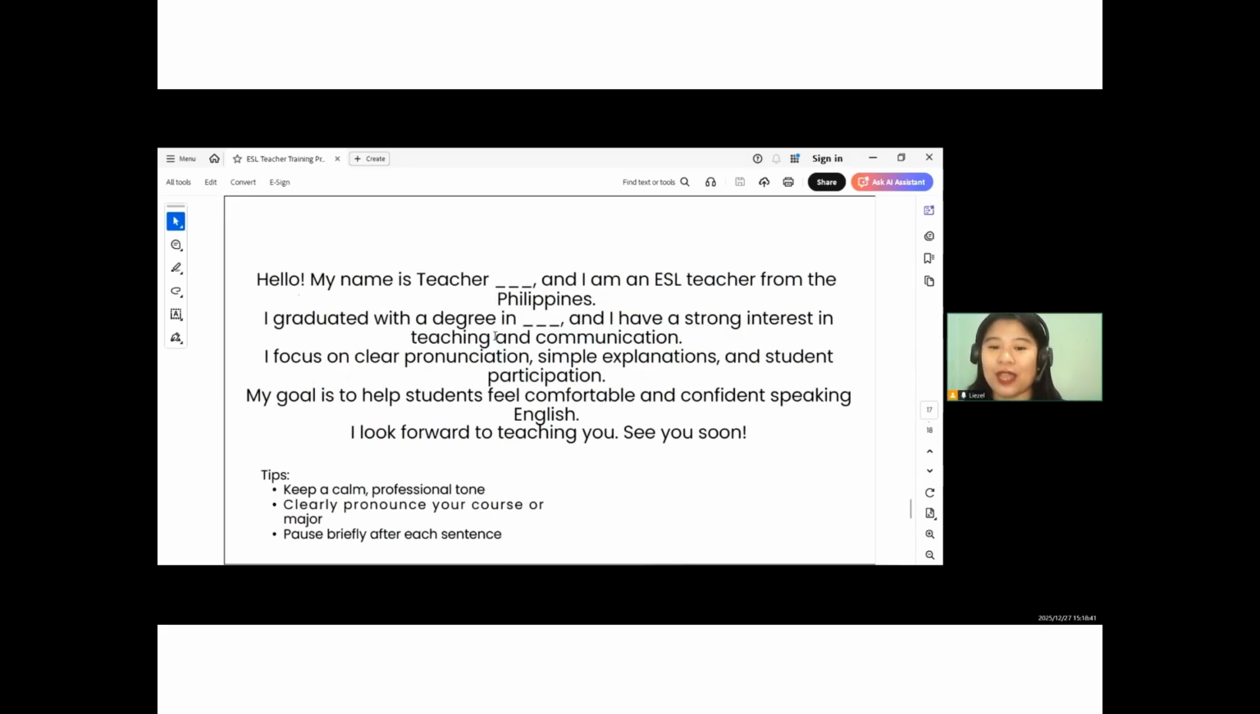Next one, another script I prepared for you. Here is a tip. Keep a calm, professional tone. Make it professional. Clearly pronounce your course or major. Remember, your course or your major or your degree is actually very important so that your students can trust you as an effective teacher. Pause briefly after each sentence. Do not read with a monotone. Have a look, like this one.